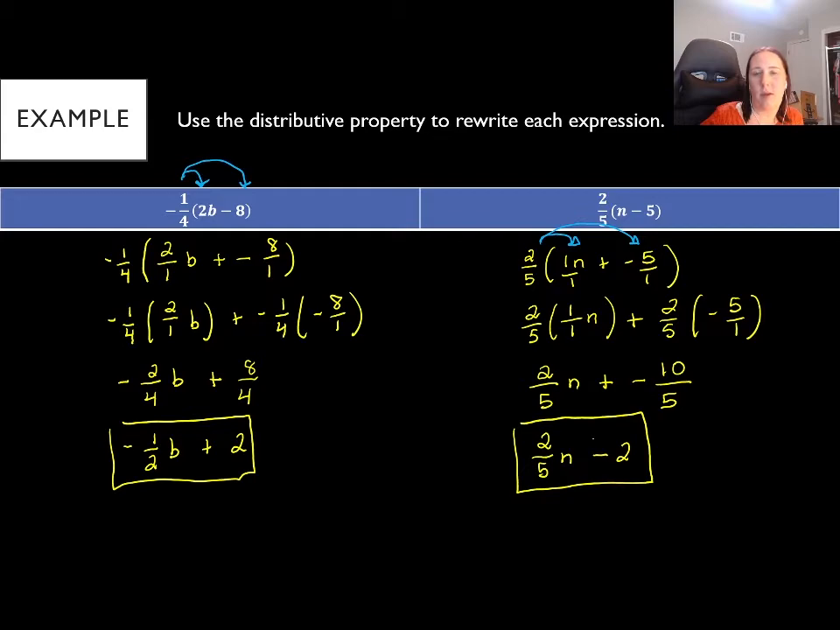So it's not so bad when you have fractions involved. You just have to make sure you make everything a fraction so that you can follow your rules for multiplying fractions, and then you reduce.